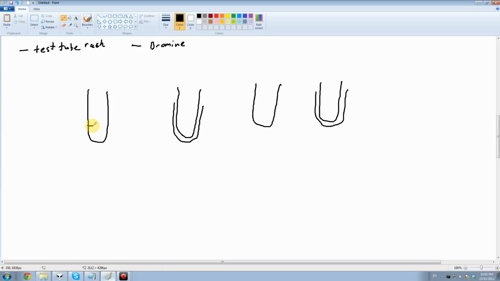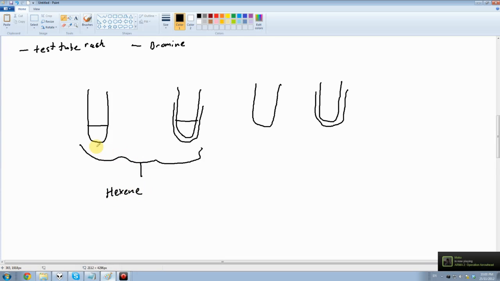So in half of them, say these two here, we added, I don't know how to draw those line thingies, but we added hexene. We added hexene to both of those. Around 2 fingers width, like 2 fingers height, it's about around 2 mils in each. And in these two over here, we added hexane.